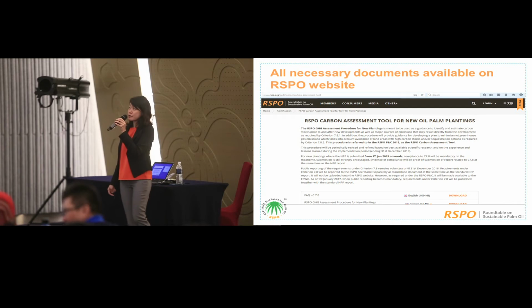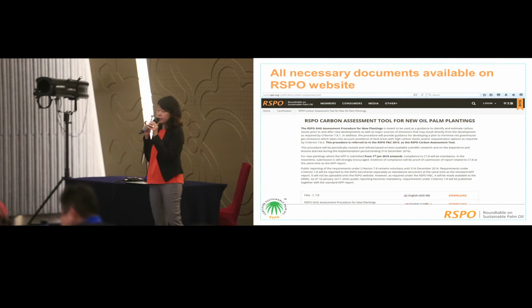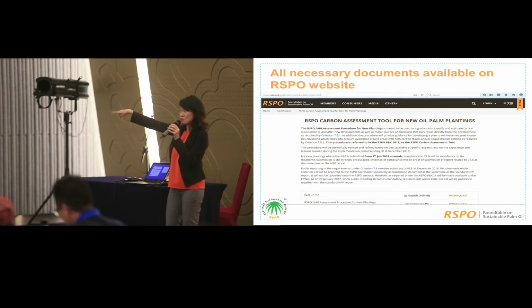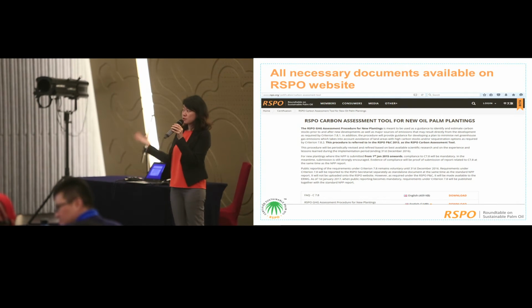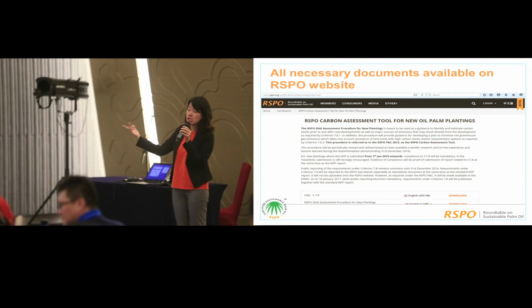Finally, all necessary documents are available on the RSPO website, so you just need to go to the Carbon Assessment Tool website, and you will find the greenhouse gas assessment procedure. We have also released an FAQ and all other related documentation. It's also on our website. Currently, our greenhouse gas assessment procedure is available in English, Bahasa, Spanish, and French. We are looking to develop a Thai one as well, but most likely the Thai translated version will be based on the updated procedure.